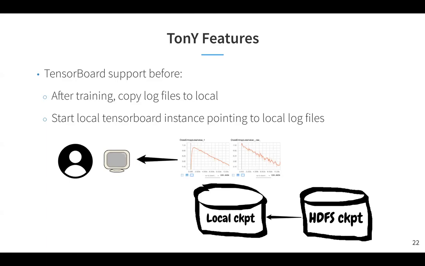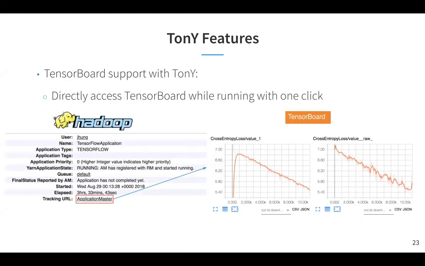as I mentioned before, we cannot access our HDFS from a local box because there are some firewall restrictions. So this is actually pretty tedious and inconvenient. So what we did is we built some features inside Hadoop, so we can replace the tracking URL inside the application master with a different URL than the previous one we set up. And we also integrated this feature inside Tony.